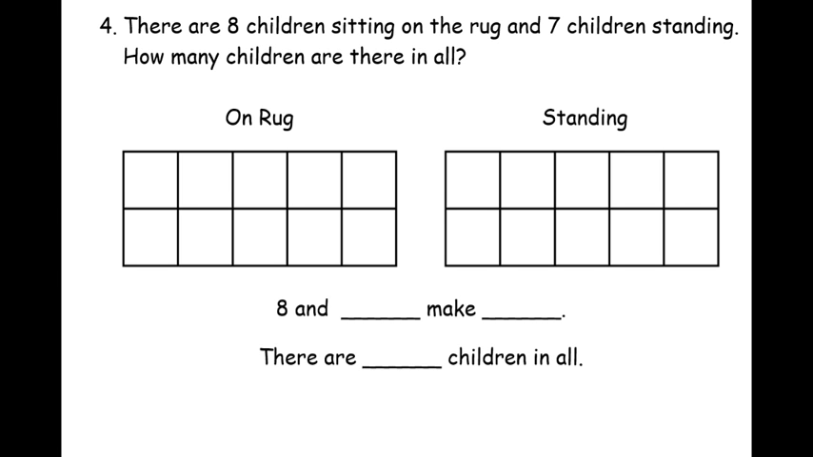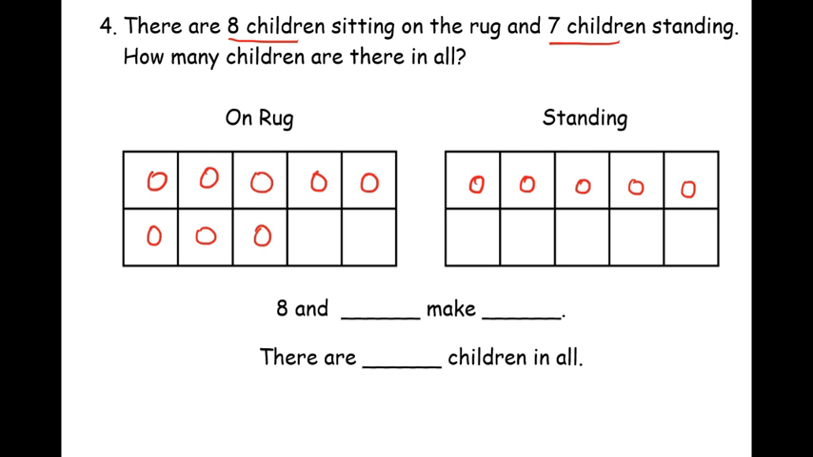This one says there are 8 children sitting on the rug and 7 children standing. How many children are there in all? I'll start by showing the 8 children sitting on the rug on this 10 frame. So I'll draw 8 discs to represent those children. And now I'll draw the discs on the right side to represent the 7 children standing. So here we need 7 children. So I have 5 on top, 2 on bottom, that makes 7.